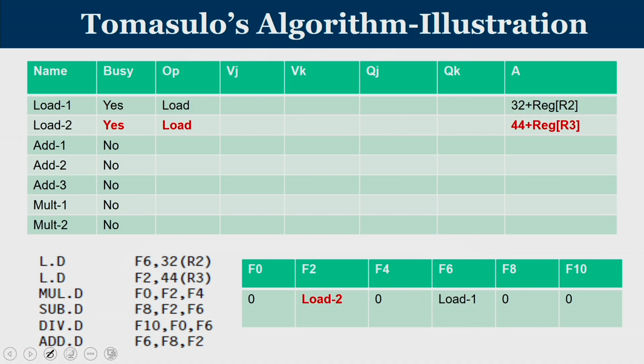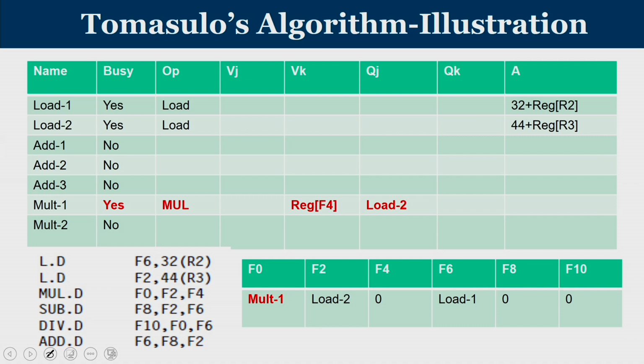Load 1 is nothing but the name of this load unit. Now, we move to the second instruction. That is going to write the result to F2. So, after this point, the F2 RSI value should contain load 2, the name of the functional unit that will produce it, and it is basically 44 plus the register content of R3. That is there in the A field. For loads, the Vj, Vk, Qj, Qk fields are not used at this point.